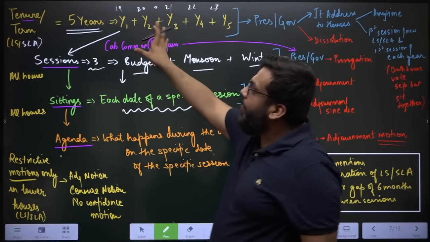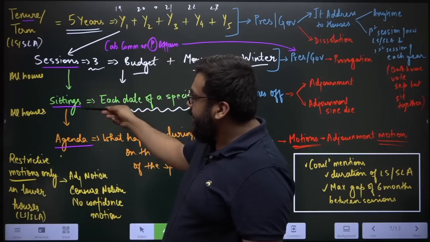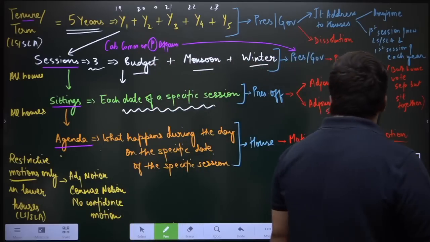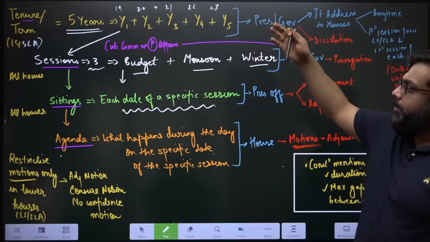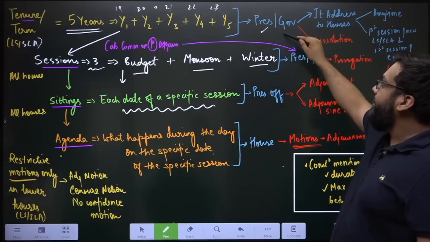Now, this tenure of 5 years is only for lower houses, whereas sessions, sittings and agendas apply to all houses, for all states and the center combined. Now, for the central houses, for the Lok Sabha, it is the president. For the state legislative assemblies, it is the governor.